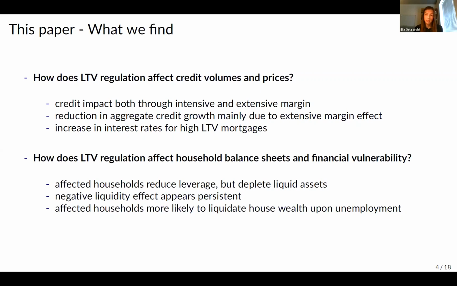In terms of household balance sheets and financial vulnerability, we see, not surprisingly, that affected households reduce leverage, but then we also see that they deplete liquid assets to a larger extent. The main liquid assets in our sample are going to be bank deposits, and so we see a significant reduction in bank deposits, relatively speaking. Moreover, this negative liquidity effect seems to be quite persistent. And so when we look at how these affected households respond to unemployment, for those that become unemployed, we see that households affected by the regulation are more likely to liquidate their housing wealth upon unemployment.